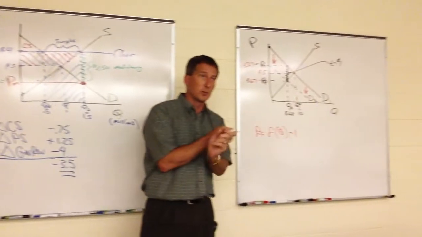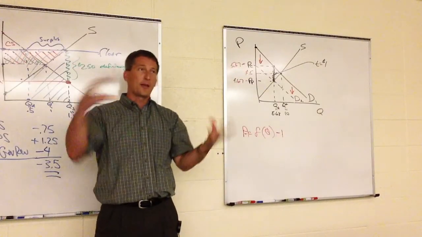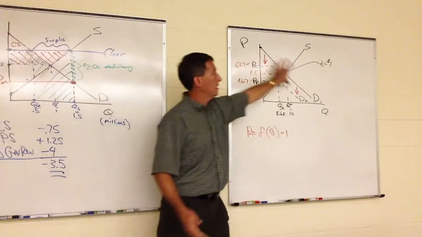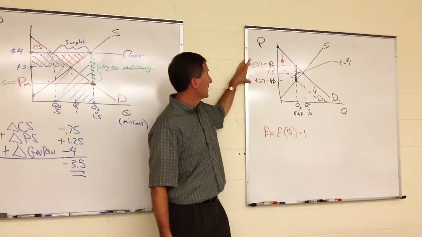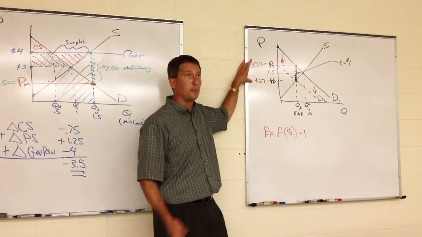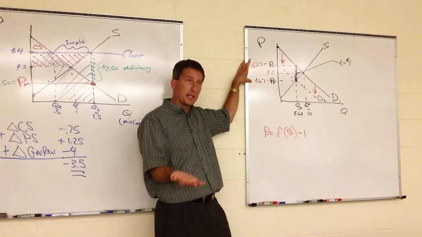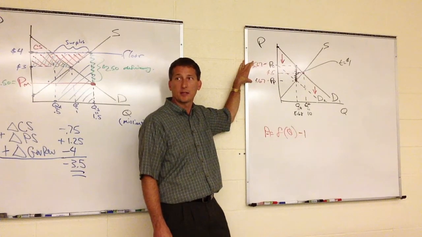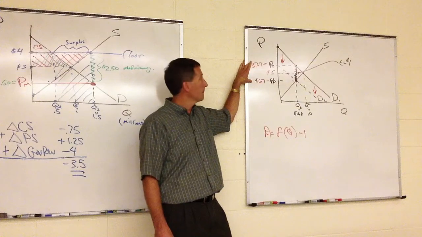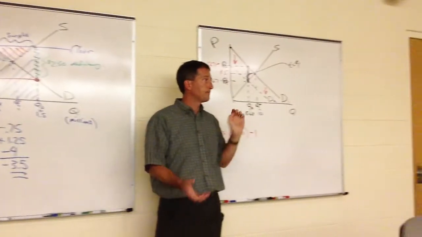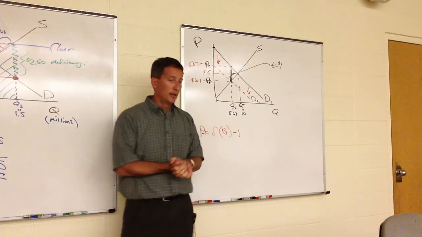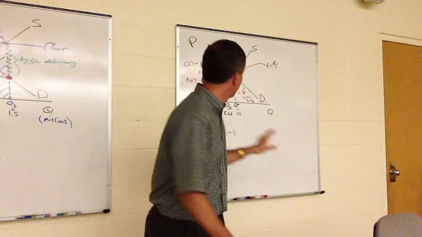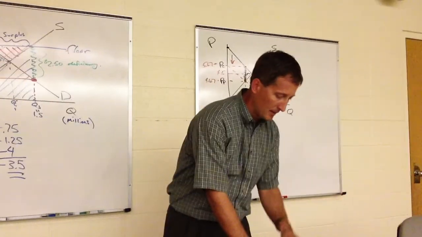So again, the moral of the story is it doesn't matter who we tax. If we tax consumers or producers, after the market works itself out, the consumer and producer are both going to bear the burden of the tax according to their relative elasticities of supply and demand. Okay. And good for 15? Anything else on that?